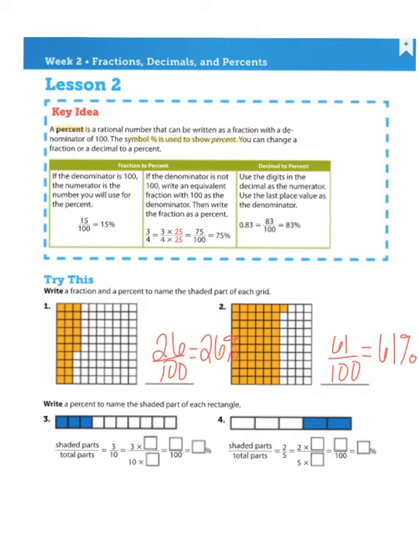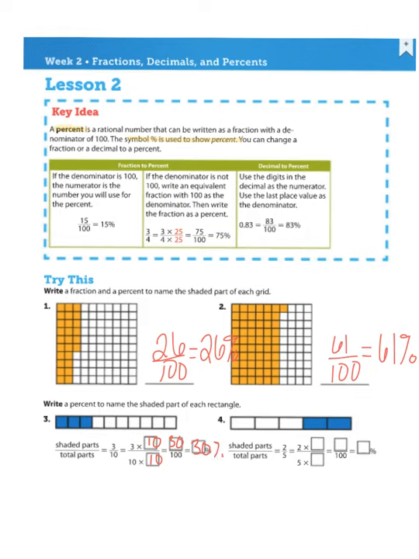Okay, so think 10. We're going to look at the denominator. 10 times what would get us to 100? Well, I know that 10 times 10 would get us to 100. So 3 times 10 is 30. Now I have 30 over 100, so that would be 30%. And you do need a percent sign with these.